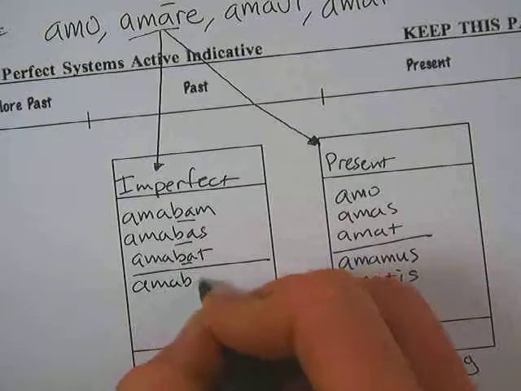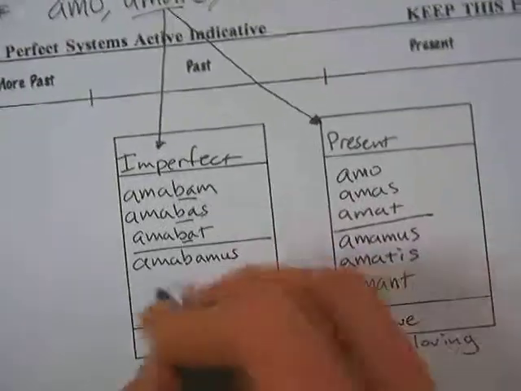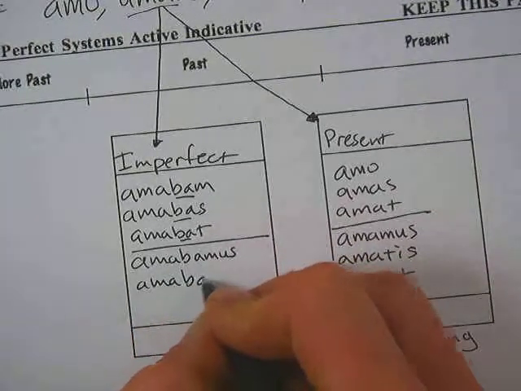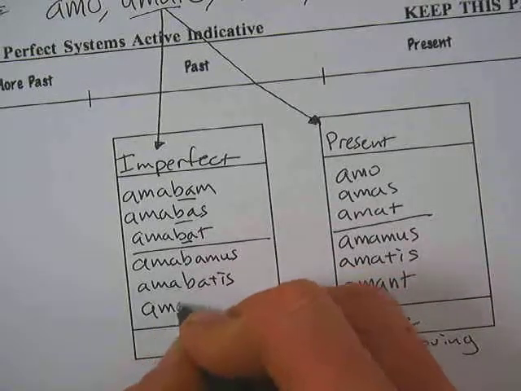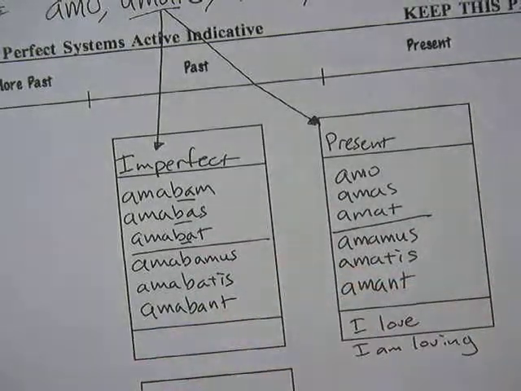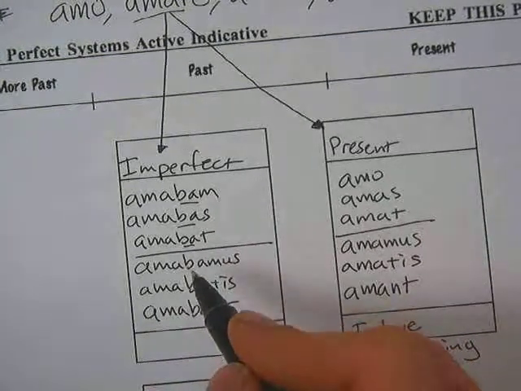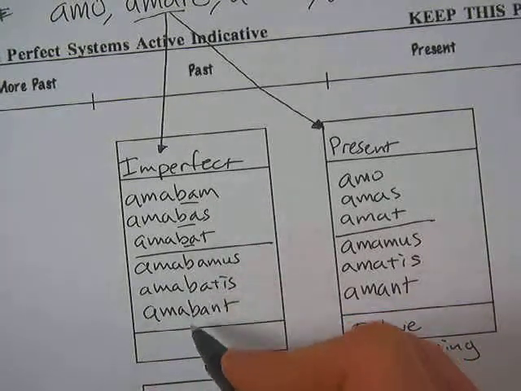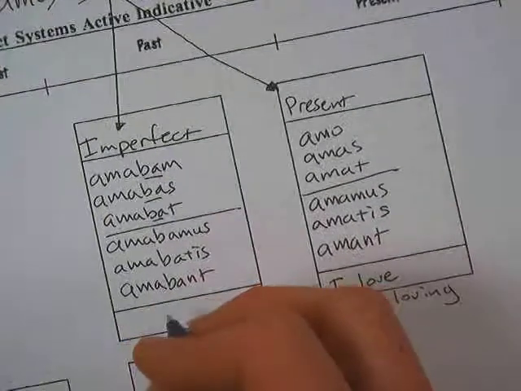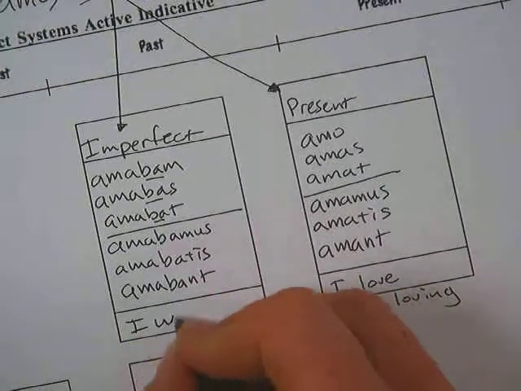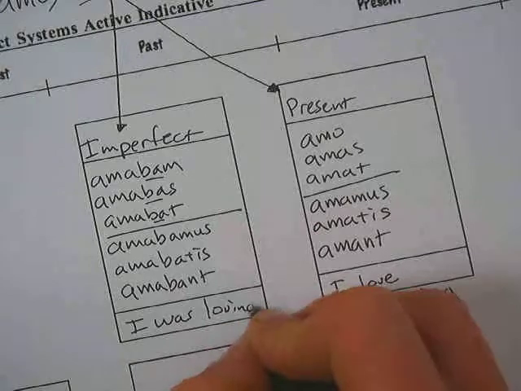Amabam, amabas, amabat. Plurals: amabamus, amabatis, and amabant. I, you, he, she, it, we, you all, they.